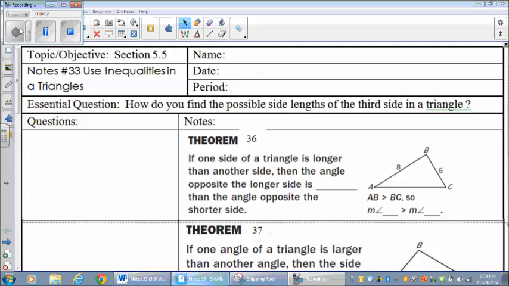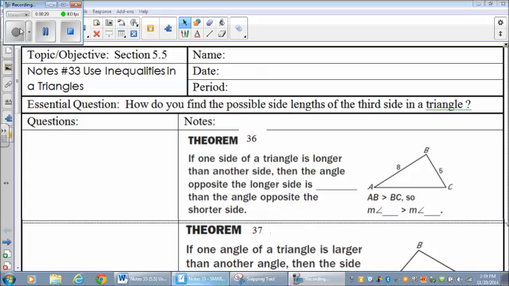All right, here we go with geometry. Section 5.5, notes 33, use inequalities in a triangle. The essential question is how do you find the possible side length of the third side of a triangle? All right, so here we go with Theorem 36.